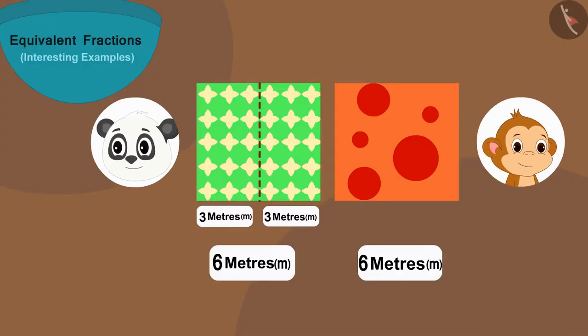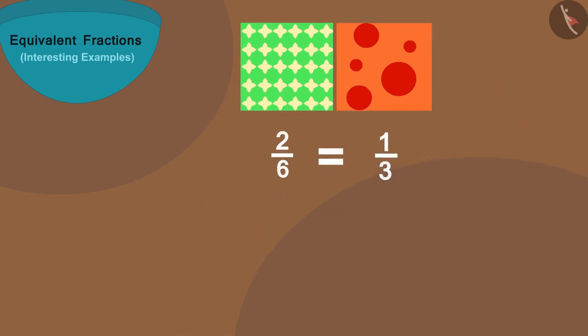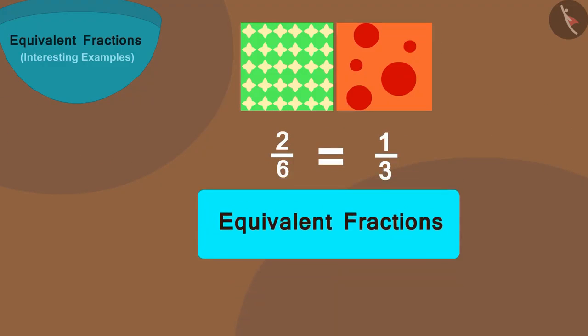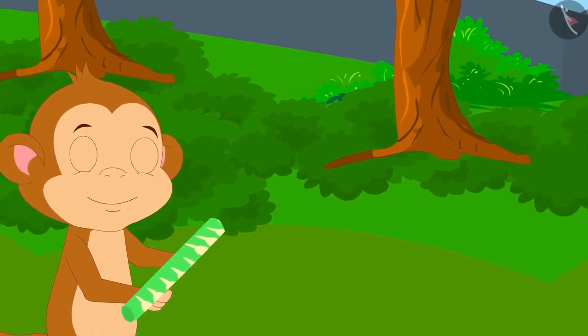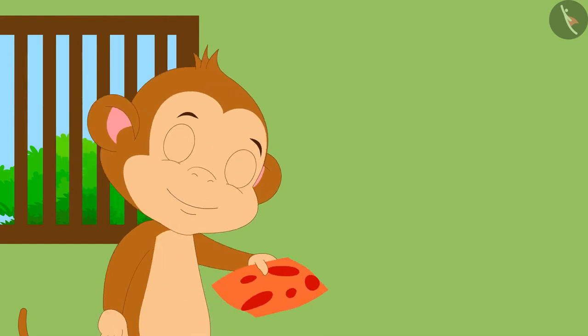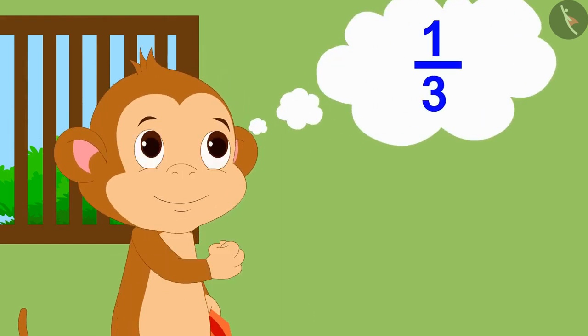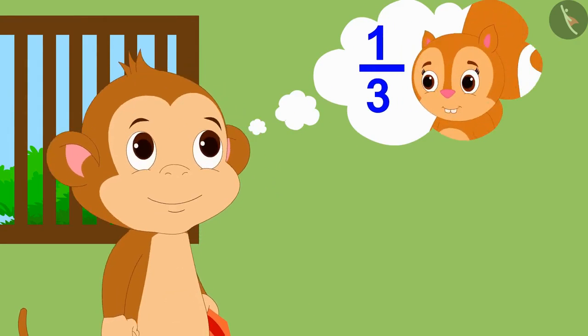Here the lengths of Babban and Golu's cloths are the same, and 1/3 of Babban's cloth is equal to 2/6 of Golu's cloth. Therefore, these fractions are equivalent fractions. Babban took Golu's cloth and went to his house. While going home, he thought, why not replace 1/3 of his cloth with an equal piece of Chanda's cloth?